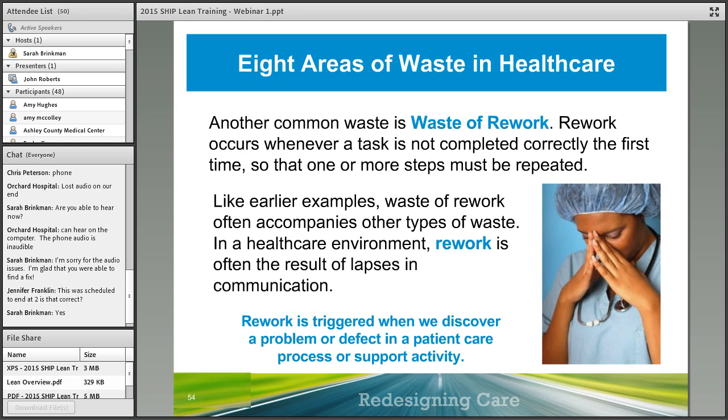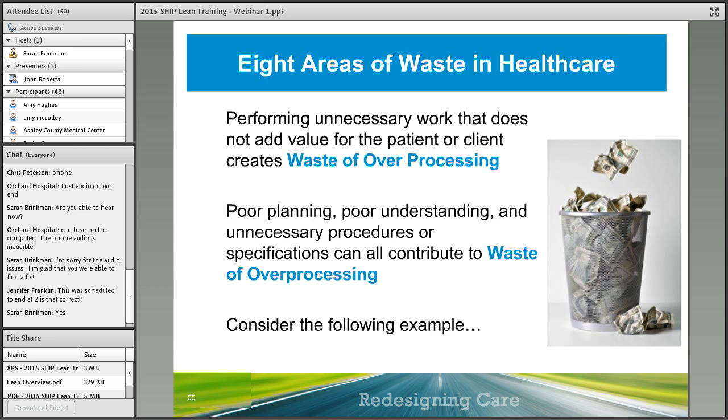Another area of waste is what we call rework. Rework is triggered whenever we discover we have a problem or a defect in a patient care activity or process. Examples of this would be medication errors. It could be redoing testing. Anytime you hear the word rework, redone, retest, those are all indications of the area of this waste of rework.